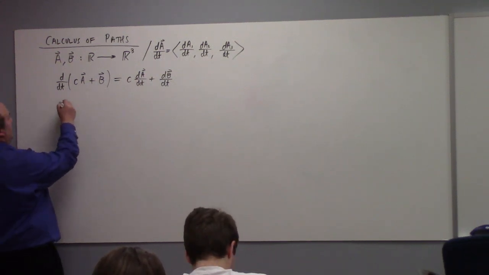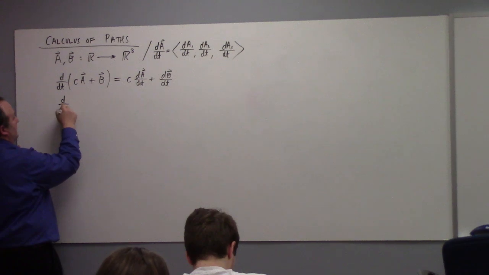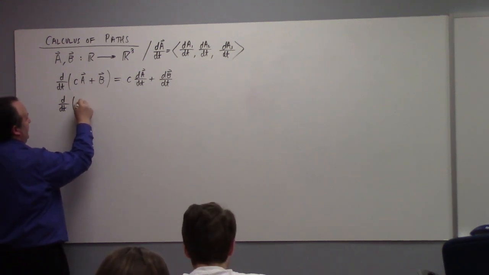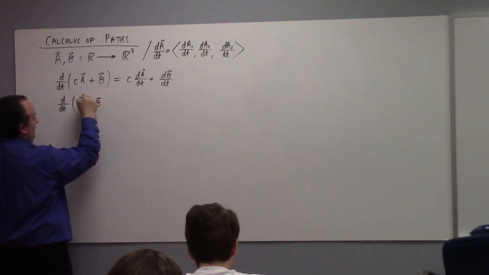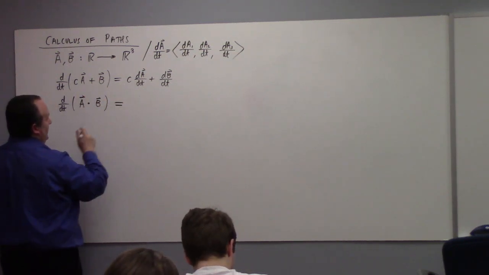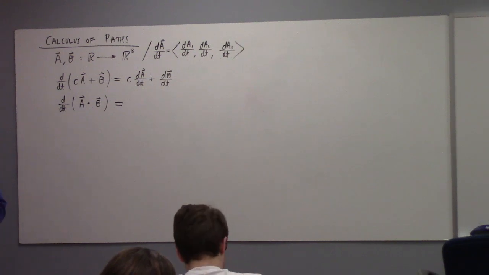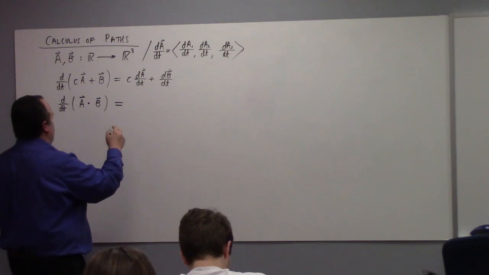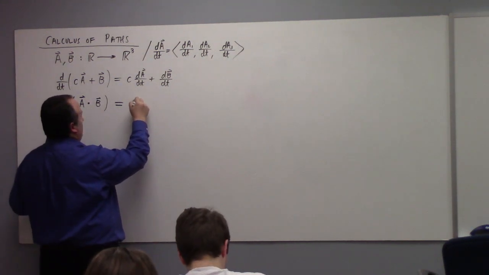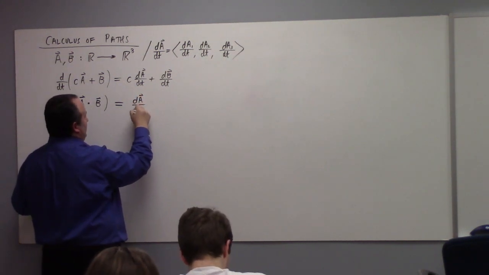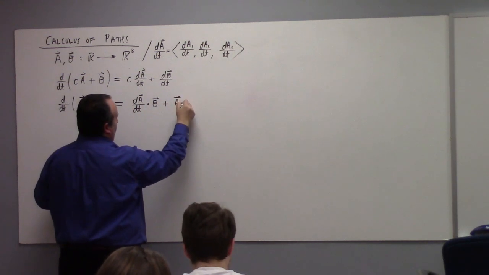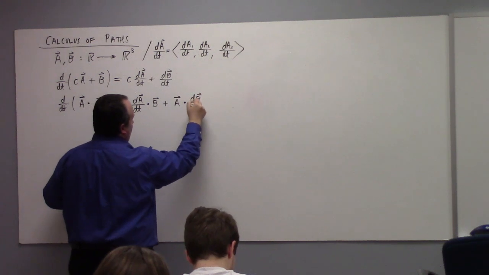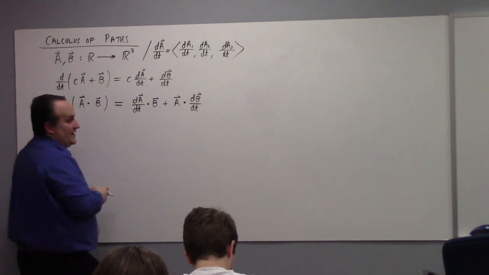What else can we do? You guys tell me how this is going to go. If I have d/dt of A dot B, how's that going to work? Care to guess? Like one stays and then take the derivative, plus the derivative. So I think you're telling me to do this. So this is the so-called product rule for the dot product.